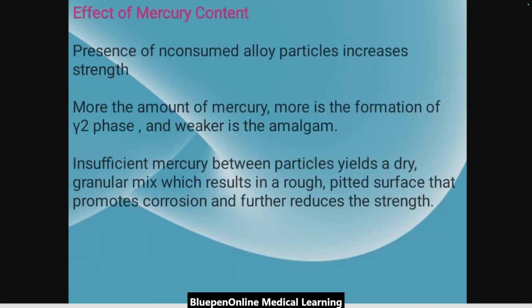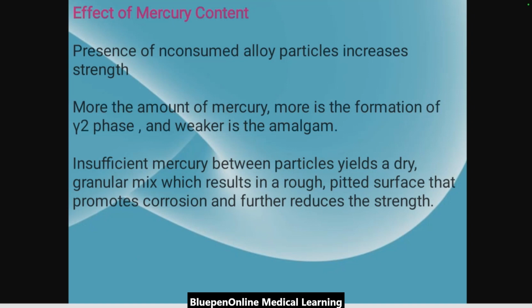Then effect of mercury content. Presence of unconsumed alloy particles increases the strength. We have seen this. If a good amount of unconsumed alloy particle is present, it aids in contributing to the strength of the final restoration. The more mercury, the more formation of gamma 2 phase, and the weaker the amalgam will be. So the proper amount of mercury should be present.